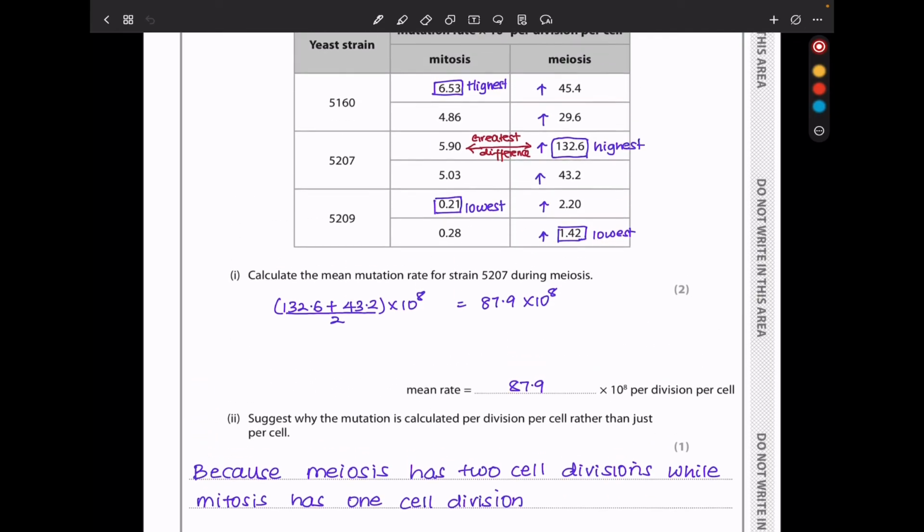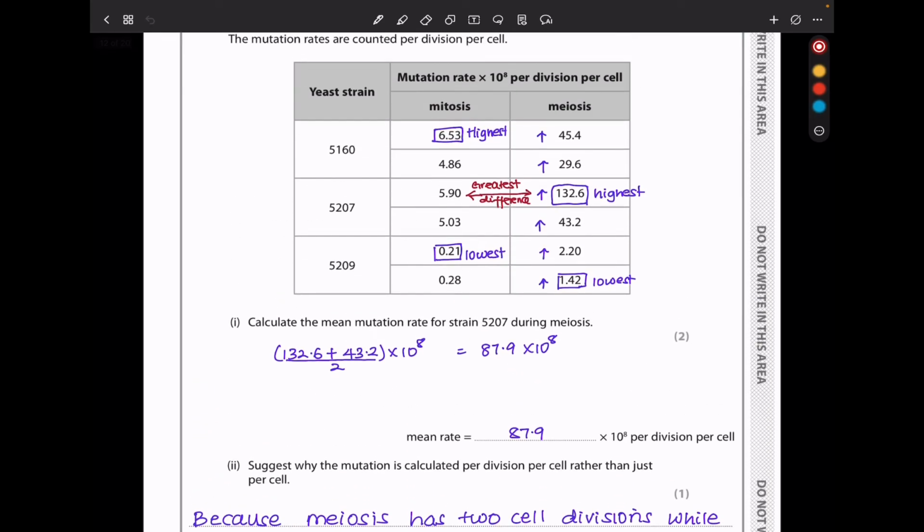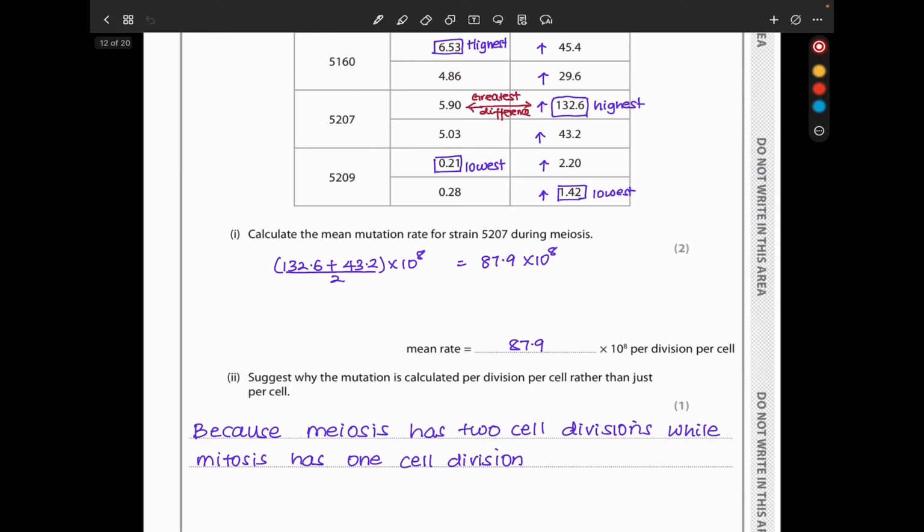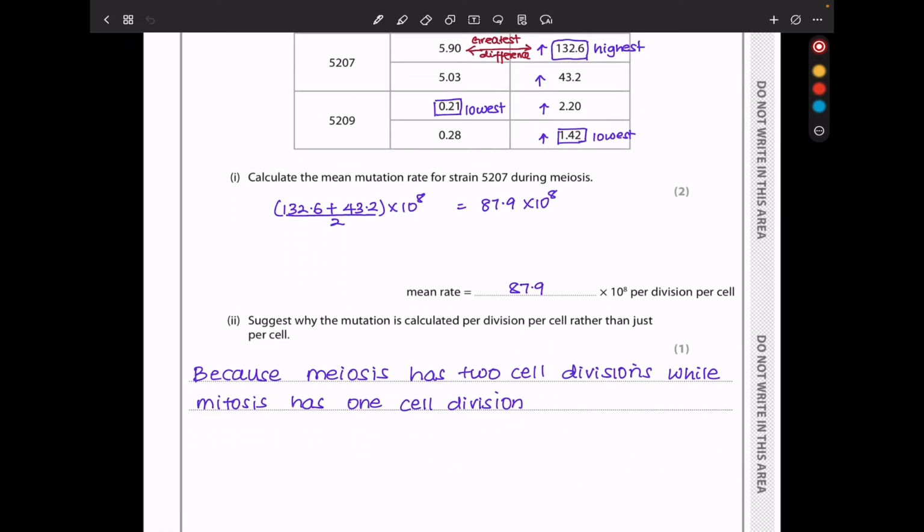This is because mitosis goes through a single cell division, while meiosis goes through 2 divisions, so the results will be inconsistent, meaning if we counted the 2 divisions as 1, there could be a very big difference between the number of mutations in meiosis and mitosis.